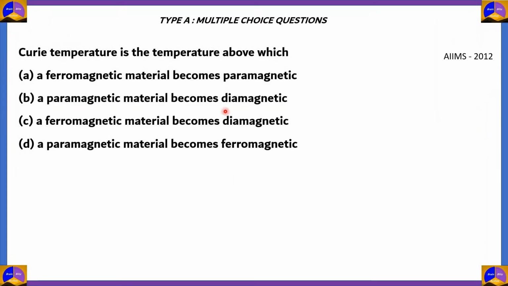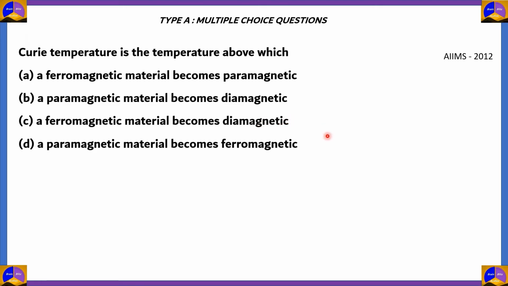Let's look at our first question. Curie temperature is the temperature above which a ferromagnetic material becomes paramagnetic, a paramagnetic material becomes diamagnetic, a ferromagnetic material becomes diamagnetic, a paramagnetic material becomes ferromagnetic. So, what is the Curie temperature?